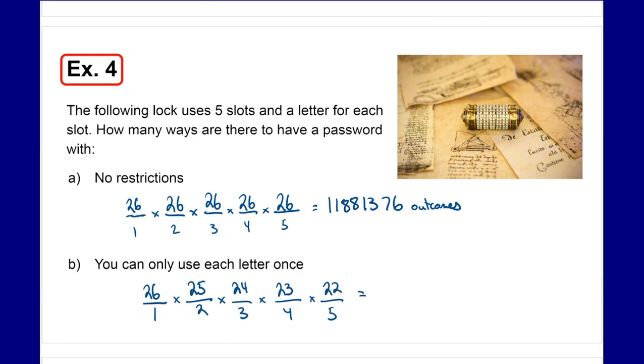26 times 25 times 24 times 23 times 22 is 7,893,600 possible outcomes if I cannot repeat letters.